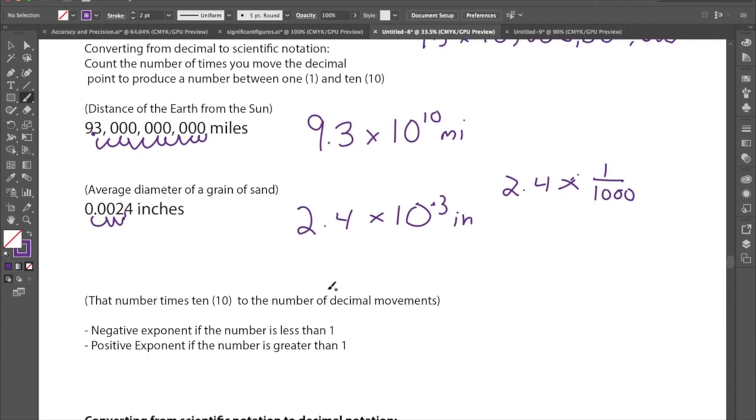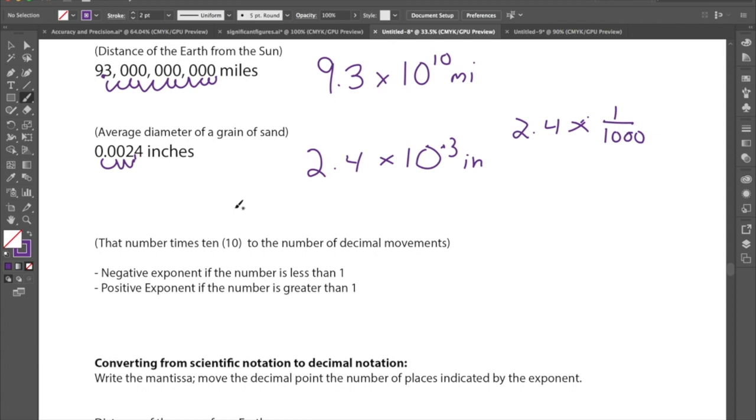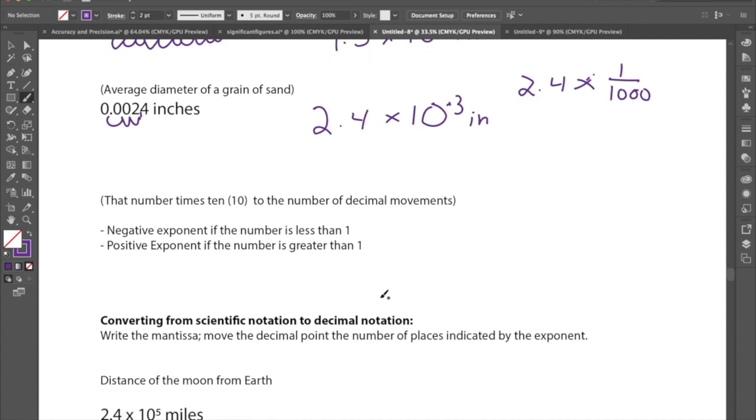So, just to refresh, it's the number, the mantissa, times 10 to the number of decimal movements. Remember that the exponent is negative if the number is less than 1, and the exponent is positive if the number is greater than 1. Let's quickly touch on going the other way now.